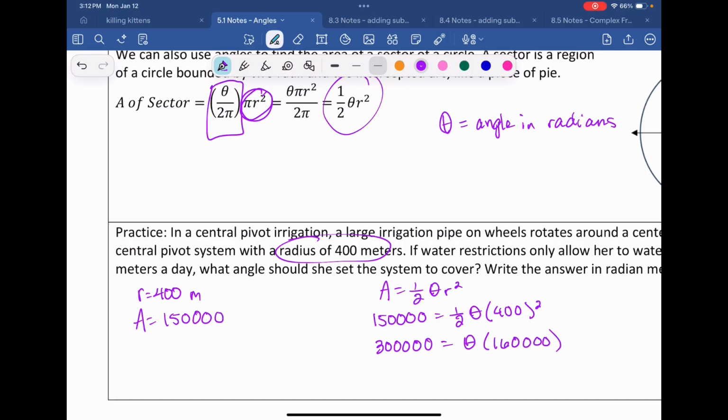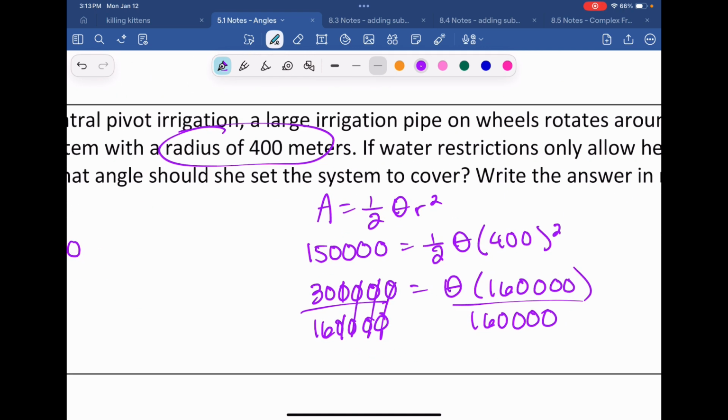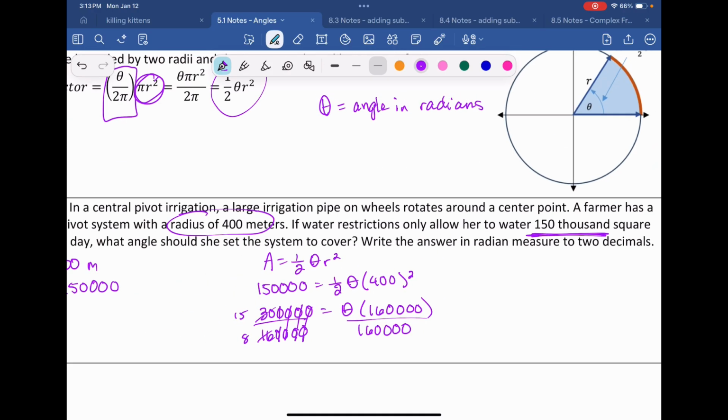And then we divide by the 160,000. So those zeros, that's gone. One more. 30 and 16 are divisible by 2. So that's 15 and 8. So your theta is 15 over 8 radians.